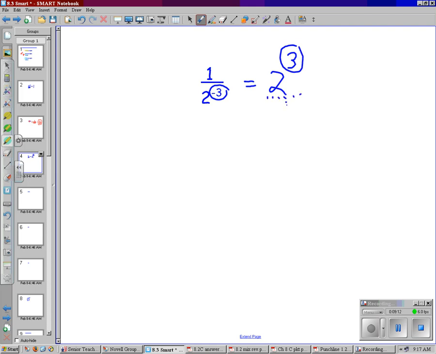If you have to, think of this over 1, but I generally don't. It's in the numerator, right? 2 to the third, class, is? 8. So there's our final answer, 8. 1 over 2 to the negative third down in the denominator.